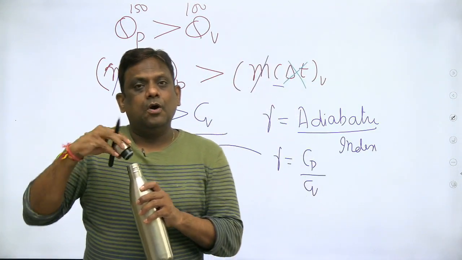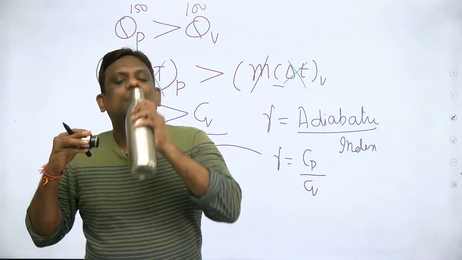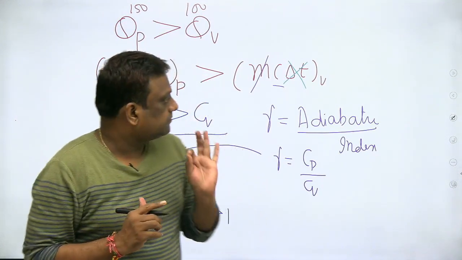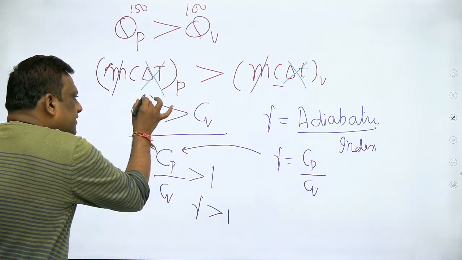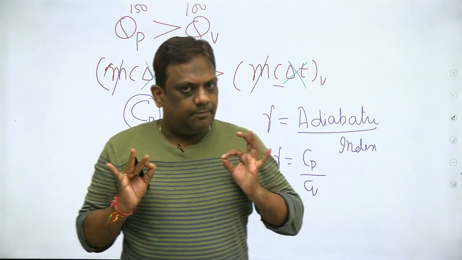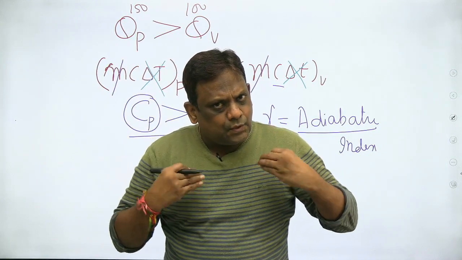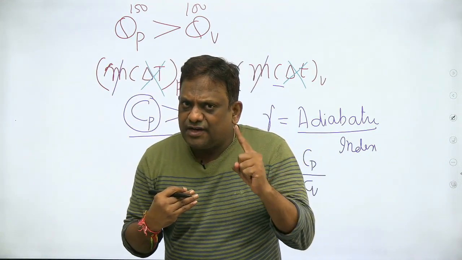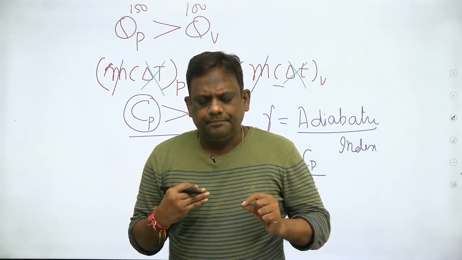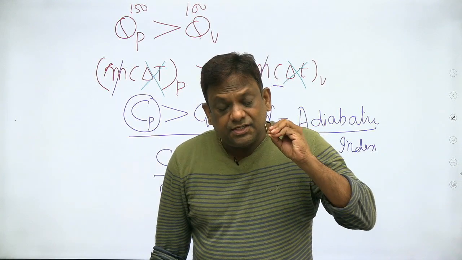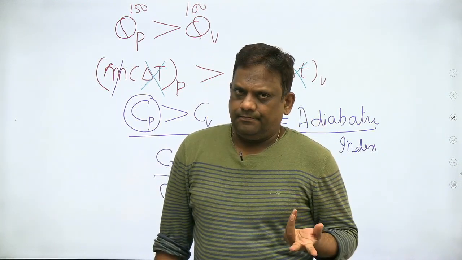So please observe. Now let us see why Cp is greater than Cv. Listen, this Cp is known as specific heat at constant pressure and Cv is known as specific heat at constant volume. So the first observation that you need to make is that the specific heat depends on the process.